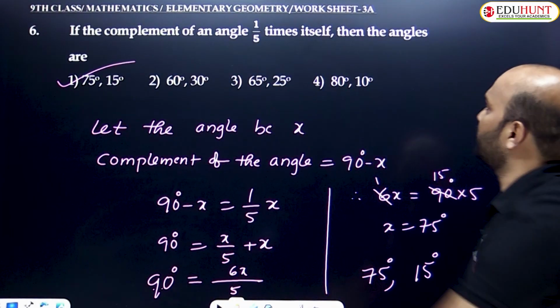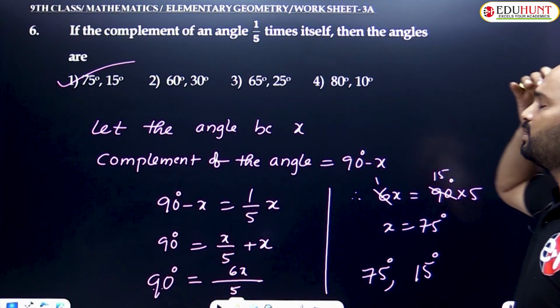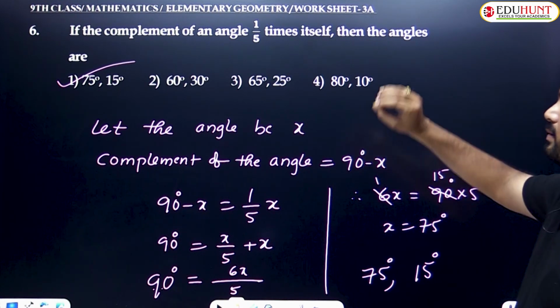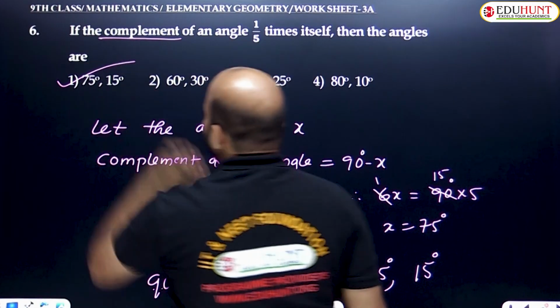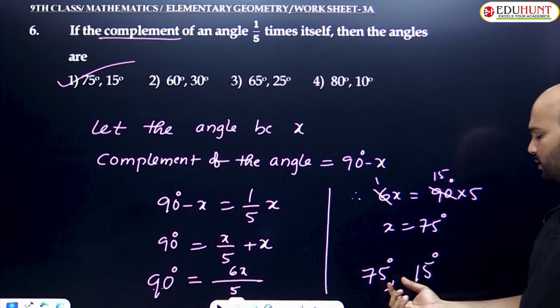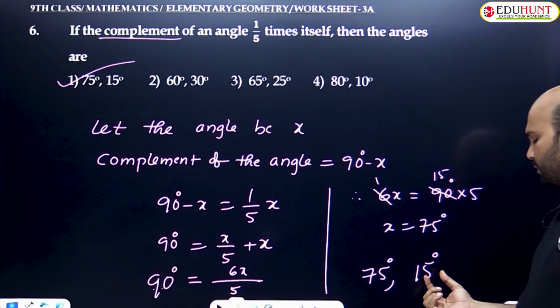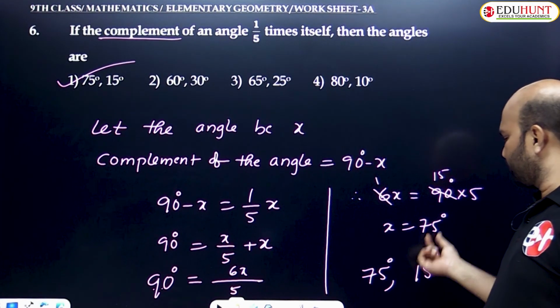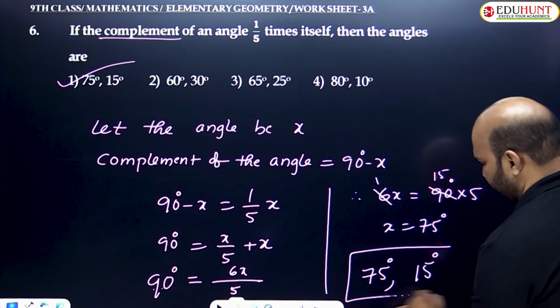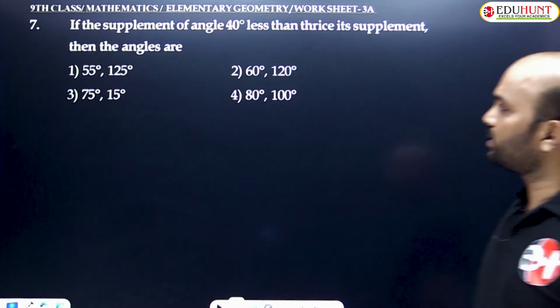So what is the question asking finally? Those angles whose sum equals 90 degrees are called complement angles. So we already got x value 75, and the other angle is 15. Which option is the right answer? The first option, 90 minus 75 is 15. So this is the required answer. Am I clear? So let's go to question number 7.